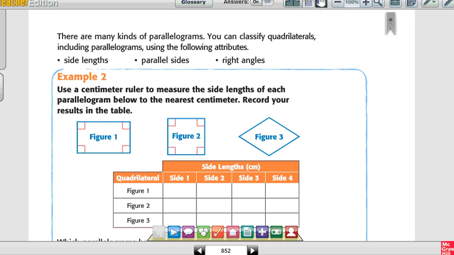It says there are many kinds of parallelograms. You can classify quadrilaterals, including parallelograms, using the following attributes, meaning the side lengths, how long is each side, okay? Does it have any parallel sides, meaning side by side, okay? And are there any right angles? Right angles, there's a little box in the corner that tells you if it's a right angle or not. All right? It says use a centimeter ruler to measure the side lengths of each parallelogram to the nearest centimeter. Record your results below.